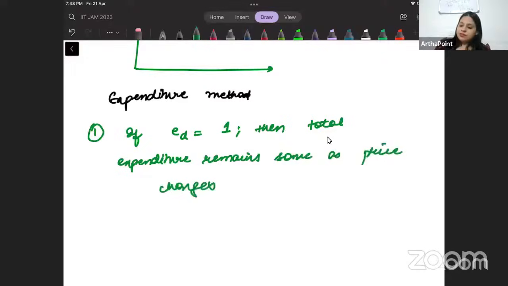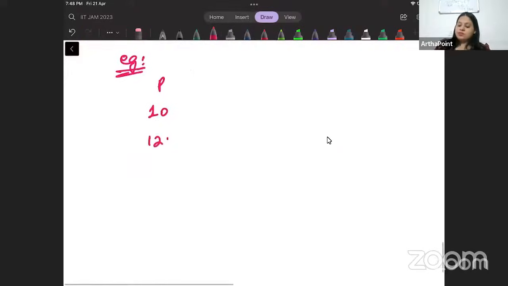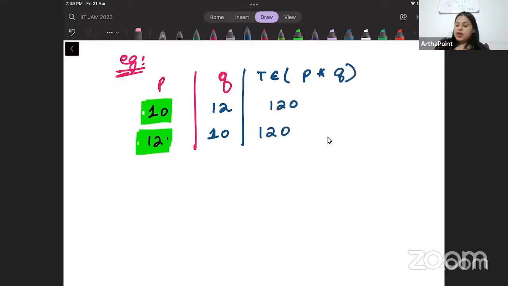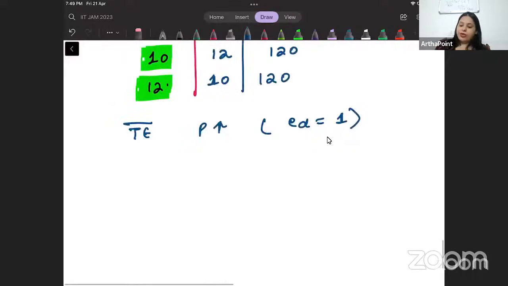Let's take an example. Price is 10, price increases to 12. When price was 10, I was purchasing 12 units. When price increased to 12, I started purchasing 10 units. What is my total expenditure? It's price into quantity, so this is 120, 120. So my total expenditure is the same when price is increasing. That means elasticity of demand is 1. Is this clear? Okay.